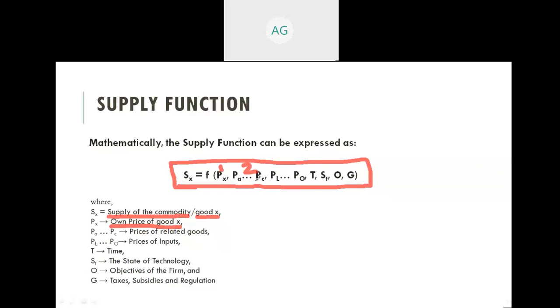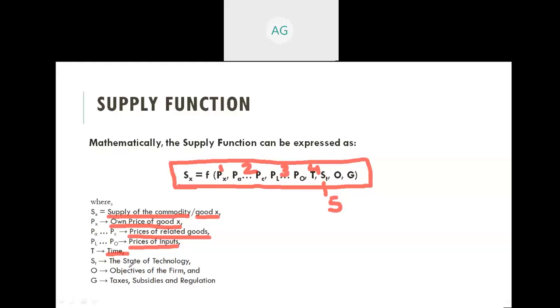The second factor is PA to PC, and it denotes the prices of related goods. So whatever commodity X we are going to supply, PA to PC denote the prices of related goods, which are substitutes of good X. Then the third factor is PL to PO, and it denotes the prices of inputs. Then the fourth factor, denoted by capital T, is time.